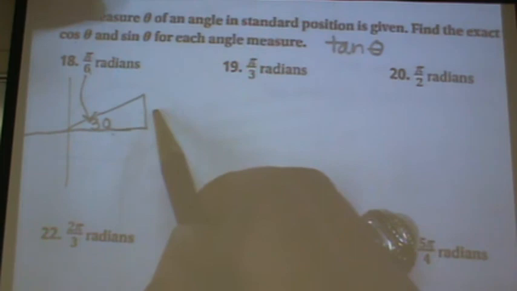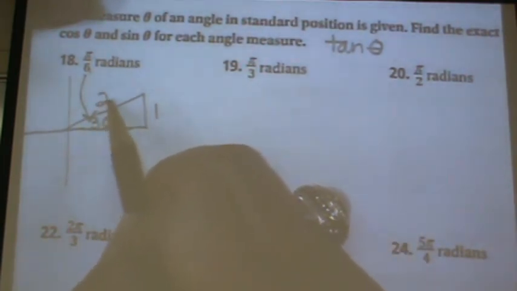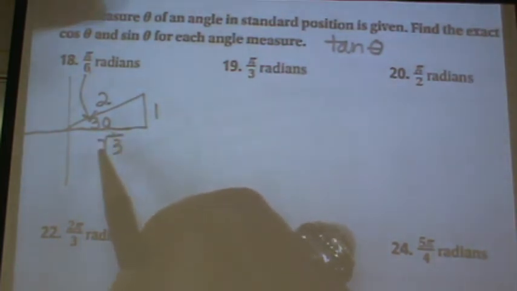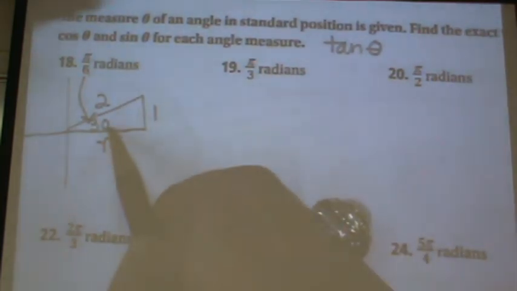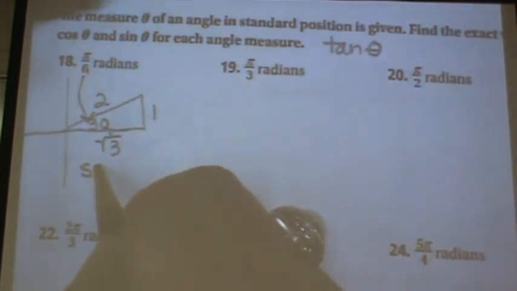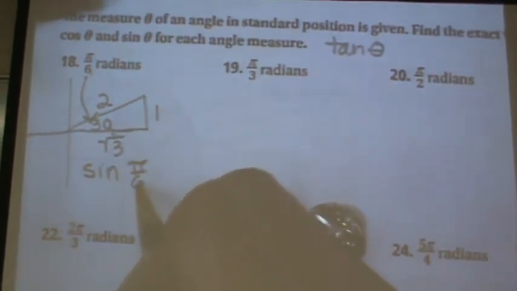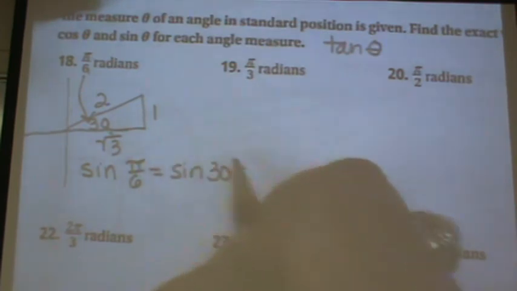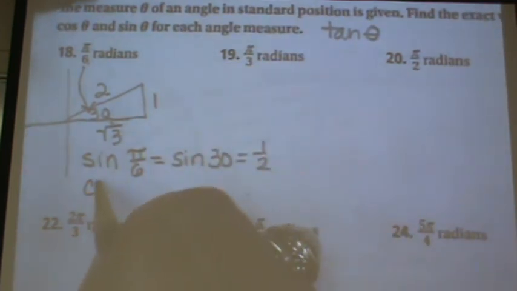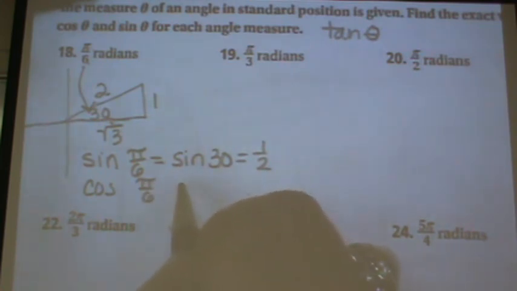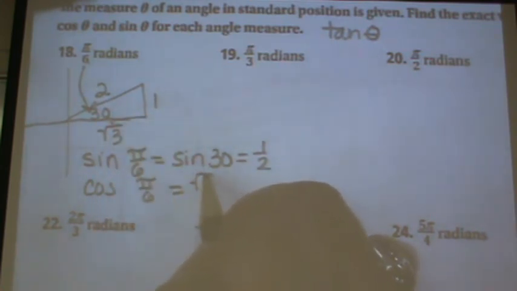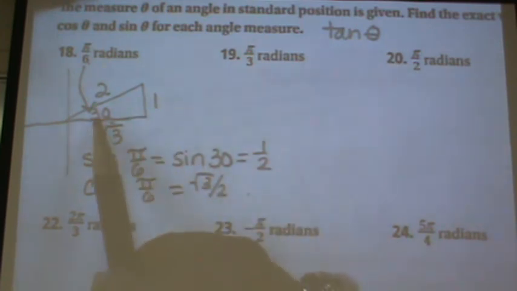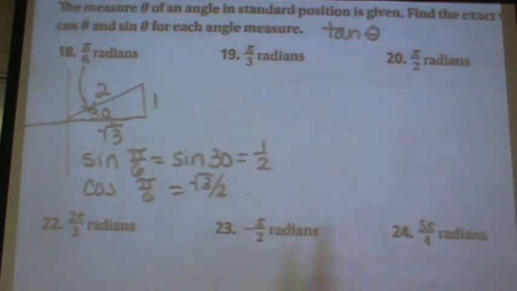What are these? What's this? 1. What's this? 2. So now, what is the sine ratio of 30 degrees? Opposite over hypotenuse. So sine of pi over 6 is the same as the sine of 30, which is 1/2. What's the cosine of pi over 6? Root 3 over 2. And what's the tangent of 30? 1 over root 3. Yeah, and that's what you're doing on these.